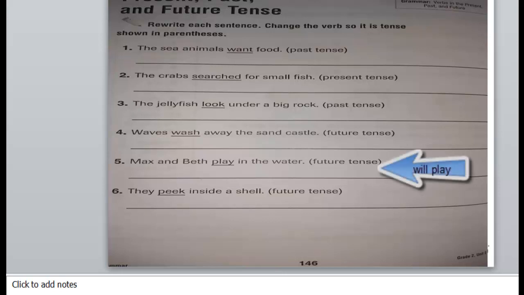Okay, so number 6. They peek inside a shell. We're gonna change the word peek, which is in the present tense, of course, into the future tense. We're gonna add the word what? Will before peek. So it's gonna be they will peek inside a shell. Got it? Good guys. Are we all done? We all got it? Yeah, thumbs up.